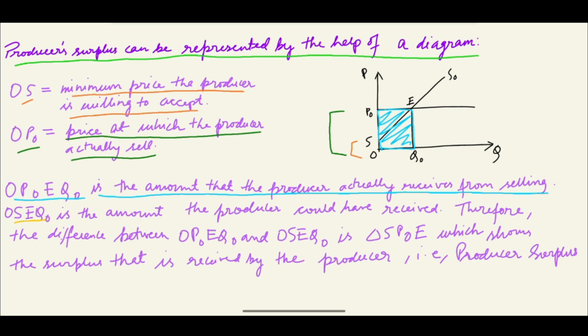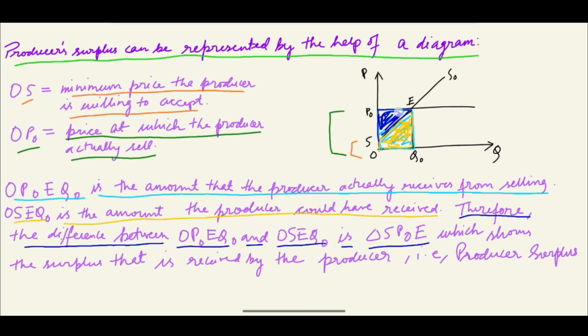Then we have OSEQ0, which is represented by the yellow shaded area. It shows the amount that the producer could have received from selling the commodity. Therefore, the difference between OP0EQ0 and OSEQ0 is the triangle SP0E, which is represented by this dark blue shaded area, which shows the surplus that is received by the producer, which is also known as producer surplus.